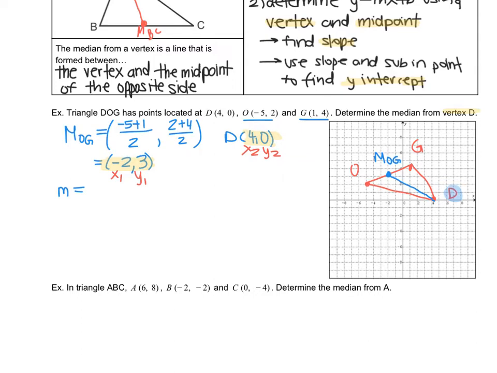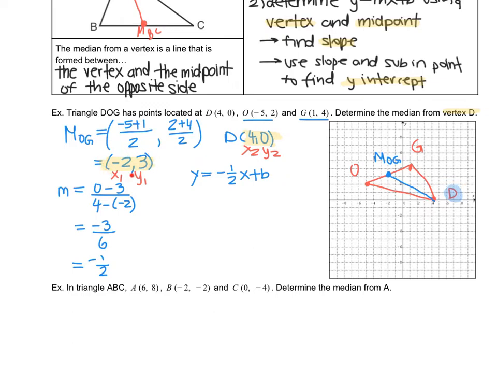But now y2, 0, minus y1, 3, over x2, 4, minus x1, negative 2. So be careful with that double negative. And now we can clean up. 0 minus 3 is negative 3. 4 minus negative 2 becomes 4 plus 2, which is 6. And make sure if you can reduce your slope, you reduce it. And our slope is negative 1/2, which means right now I have the equation y equals negative 1/2 x plus b. And now we have to sub in a point for x and y to isolate for b afterwards.